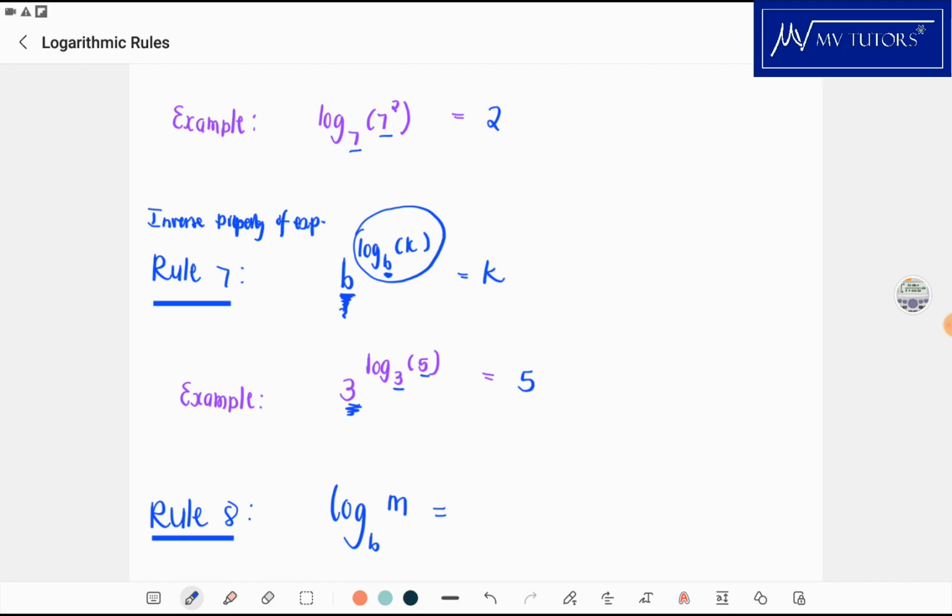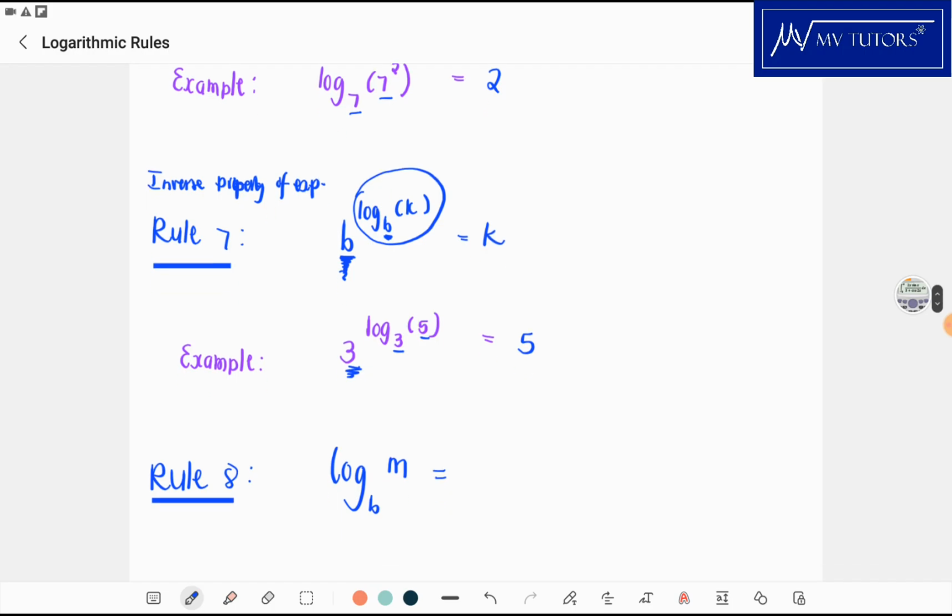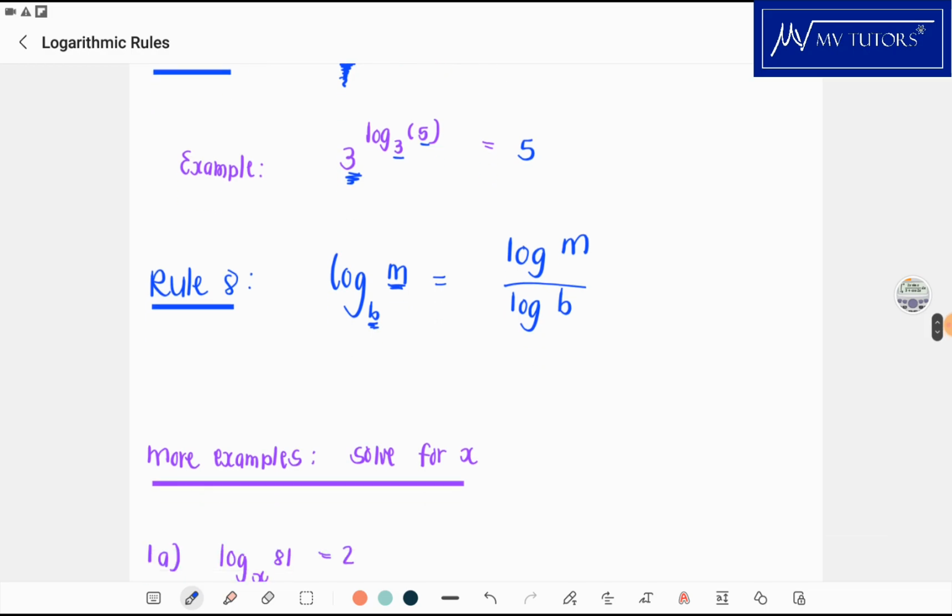And then rule number 8. If I have log m base b, another way I can rewrite this actually helps a lot. This is quite important. Another way of writing it is as a fraction. You have your base here, which means that's the denominator. The number there, which is m, so log m base b, will be on your numerator, and b will be at your denominator. And that's basically that with the rules.